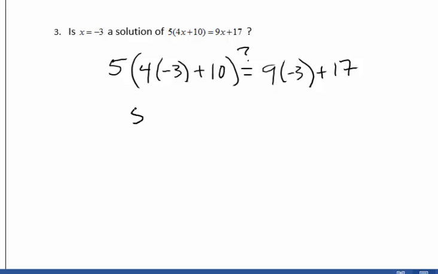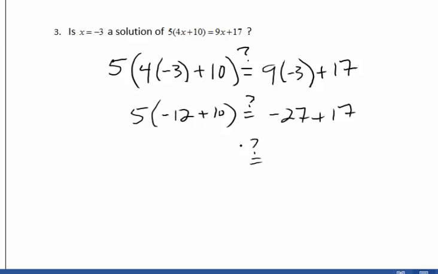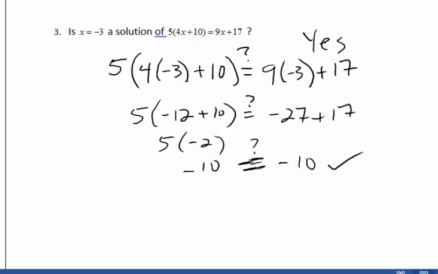4 times negative 3. Okay, so keep going. Negative 12 plus 10, 5 times negative 2, which is negative 10. So that's what I get on the left. And negative 27 plus 17 is also negative 10. So in fact they are equal, and I can say yes, negative 3 is a solution.